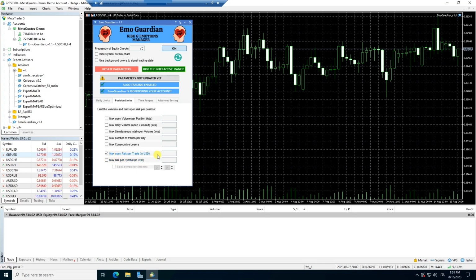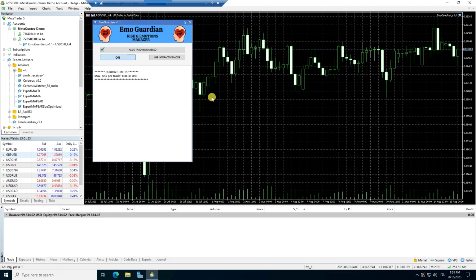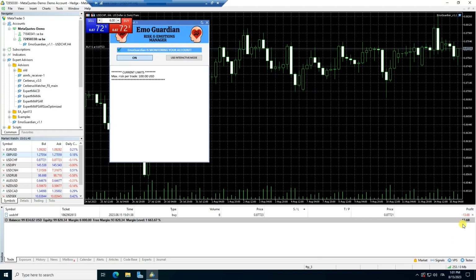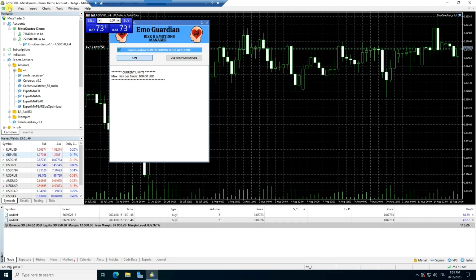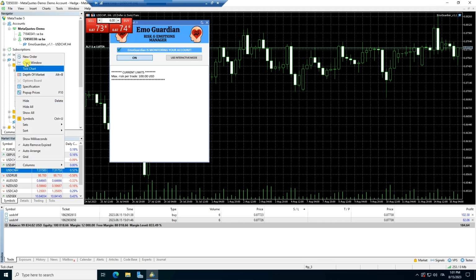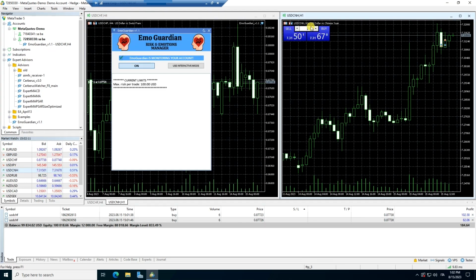The maximum open risk per trade, let's say 100 USD. So once a trade reaches this risk, the trade will be closed. Let's select this and let's see what happened. I buy 6 contracts of this. Okay, this is not enough, of course, to reach these limits. Of course, let's take another, let's open this USD one, which is, let's buy 7 contracts.